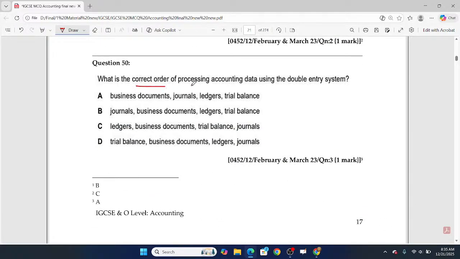What is the correct order of processing accounting data using the double entry system? First business document, then journal, ledger, trial balance. Directly we got the answer. Journal first with business document later, no. Ledger first, no. Journal last, also incorrect. Trial balance first and journal last, also incorrect. So what is the correct one? A is the correct one. Is that clear?